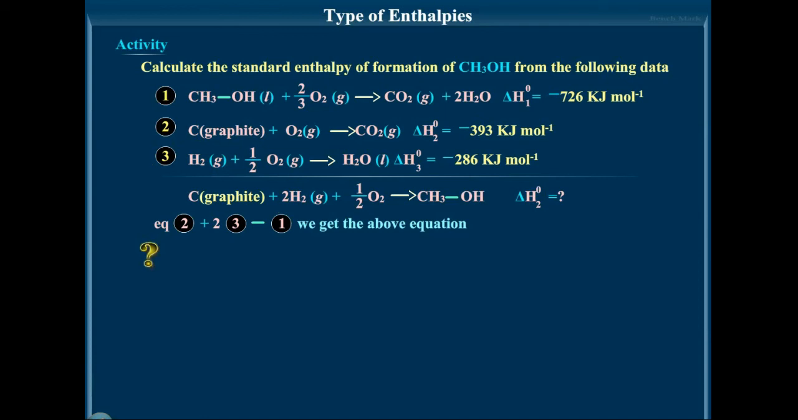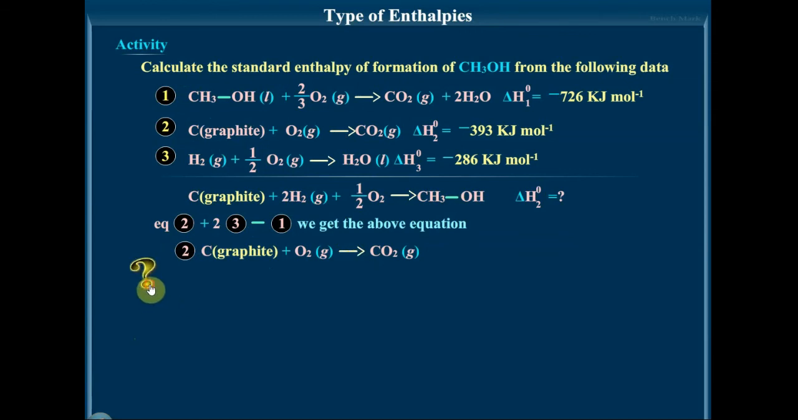So it is the third equation into 2. That is what you have to do. And equation 2 plus 2 into 3, minus, subtract it from the first equation. When you're doing these, you will get this equation, that is carbon plus 2H2 plus half O2 giving this equation. So let us take the equations one by one. Second equation is C plus O2 gives CO2. That is what we have taken here.